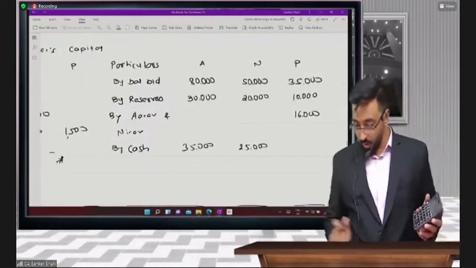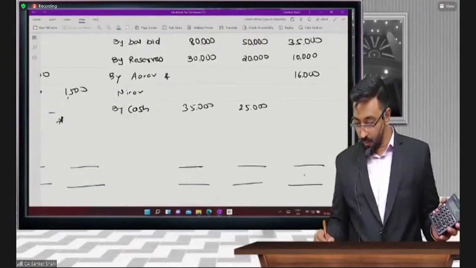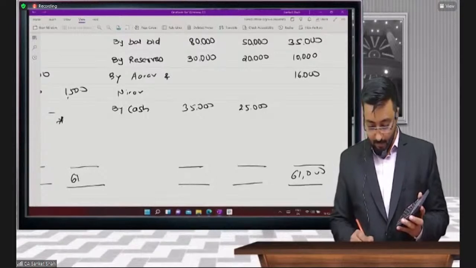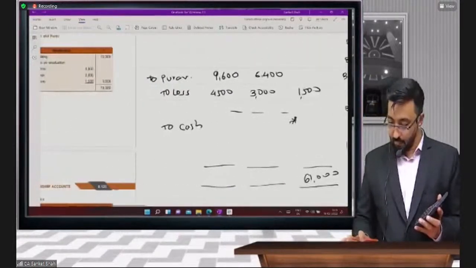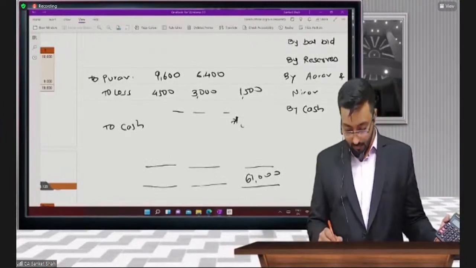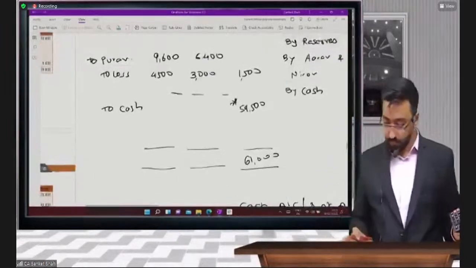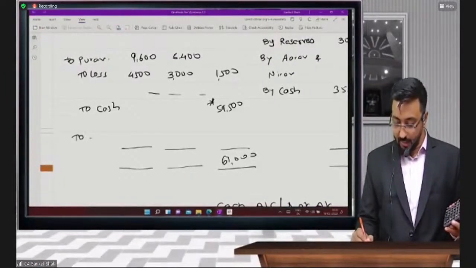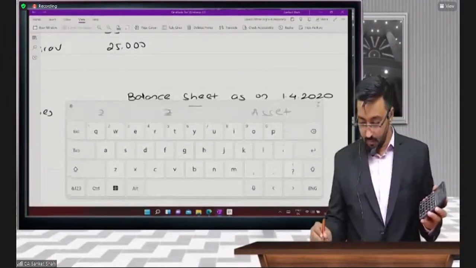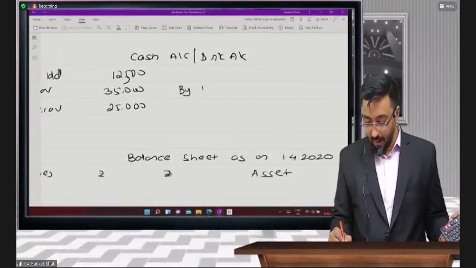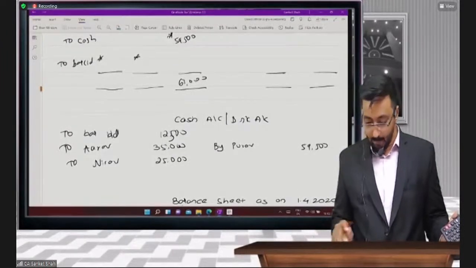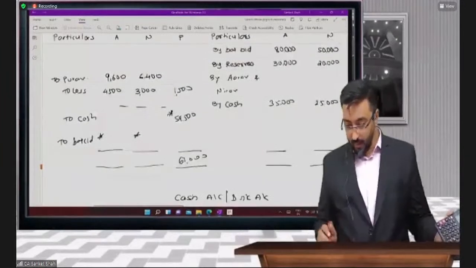Now Purav we have to pay to cash. We are paying to Purav 35 plus 10, 45, 45 plus 16, 61, minus 1.5, 59,500. And to balance carried down. So by Purav on the second line, beta, by Purav in cash or bank, we paid him 59,500 and to balance carried down 80 plus 30 plus 35.